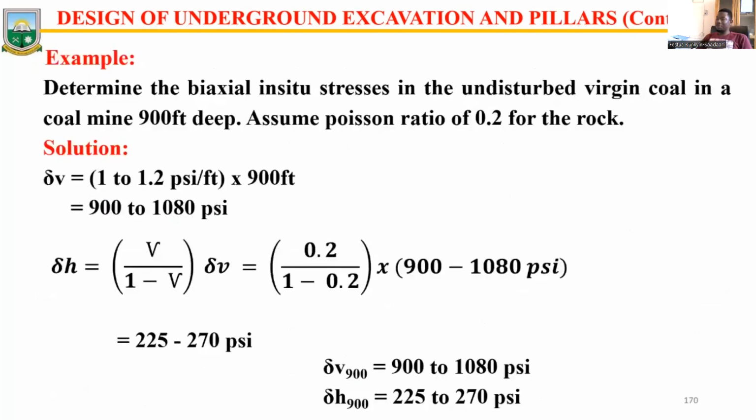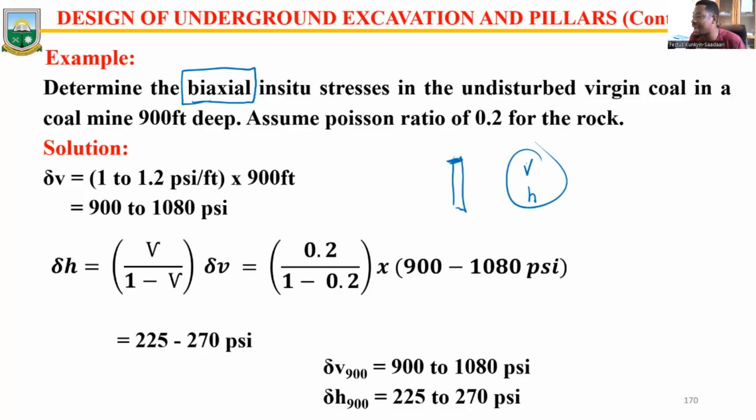So let's solve this example. It says that you should determine the biaxial. The biaxial here should not cause any confusion. Biaxial simply means that there is that system which says, if I subject anybody to a stress in a particular direction, it provides a corresponding stress in the other direction. So we are asking for the vertical and horizontal. Instead of saying that, we say biaxial stresses.